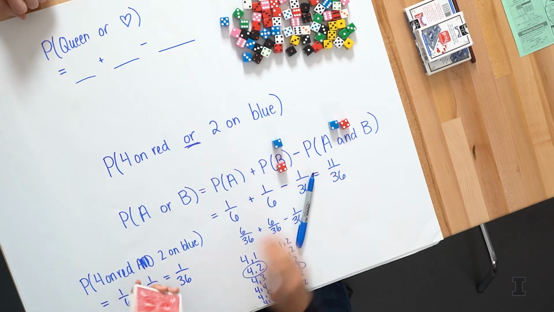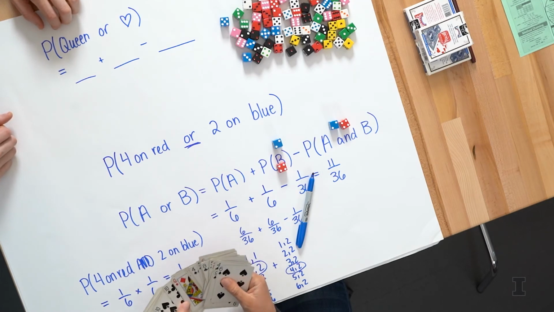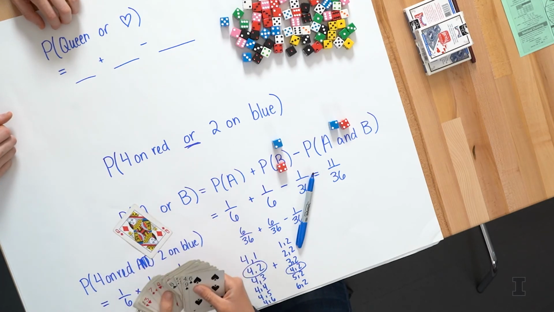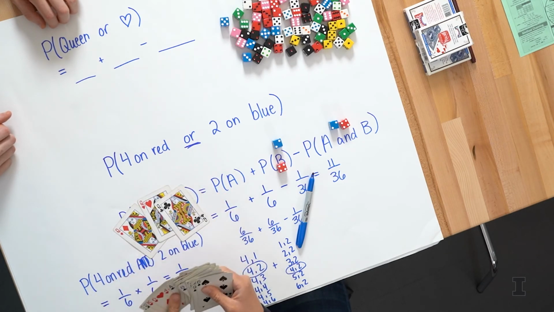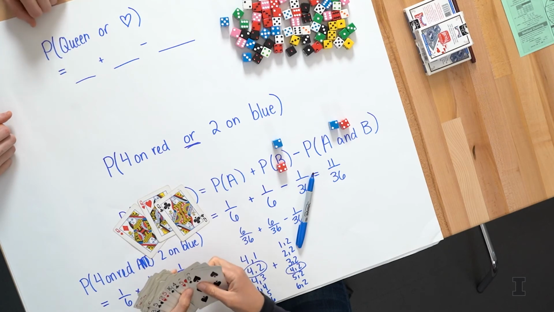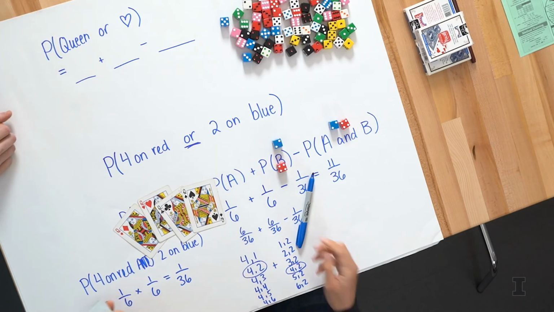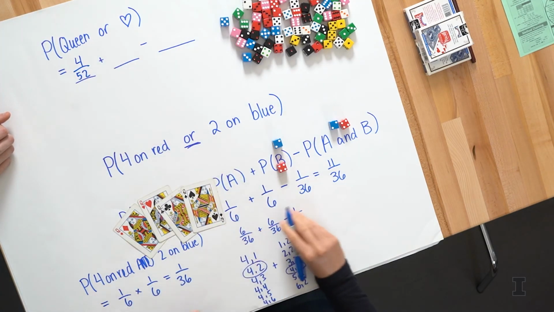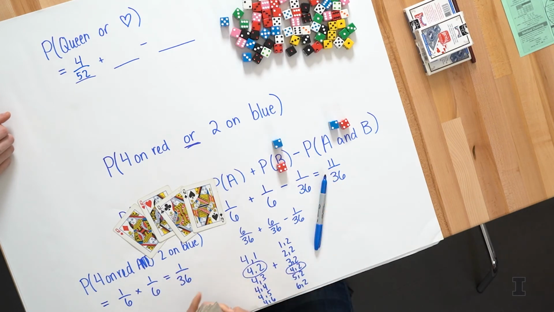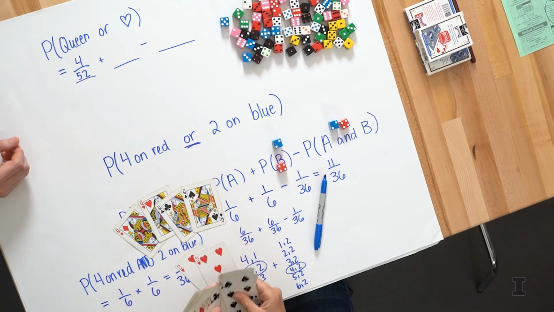Exactly. So how many queens are in the stack? It's a full deck of 52 cards, so there should be 4 queens. Yep. So here's the queen of diamonds, and then here's the queen of hearts. Here's the queen of clubs, and then we should have the queen of spades, which is right there. So the chance of getting a queen is 4 out of 52. Those are my only queens. And then hearts, how many hearts are there? It should be 13 hearts. I could pull out all the hearts if I wanted to, but there's 13 of them.